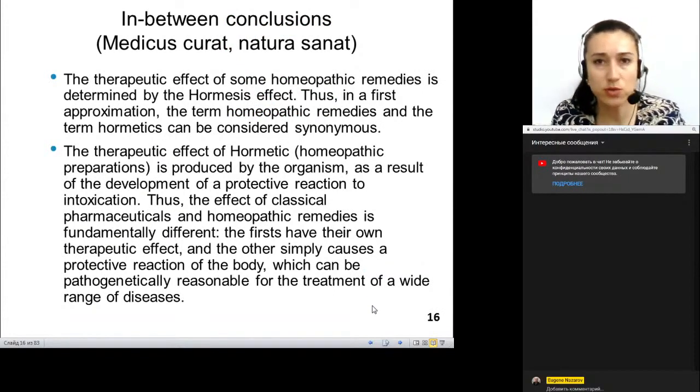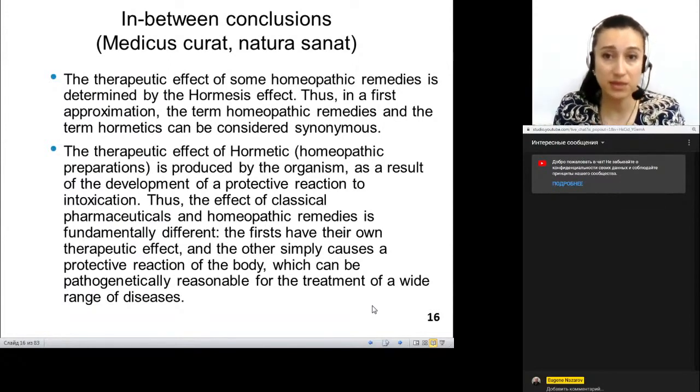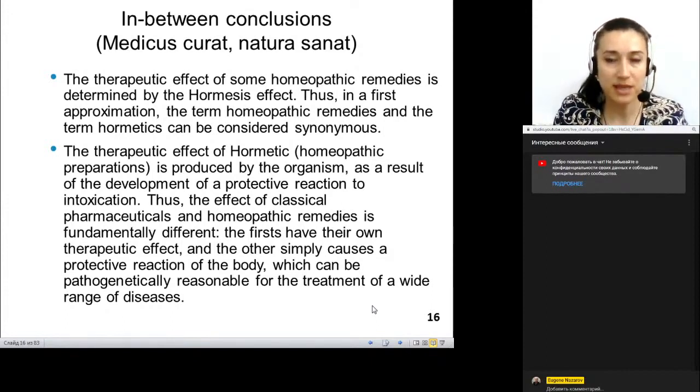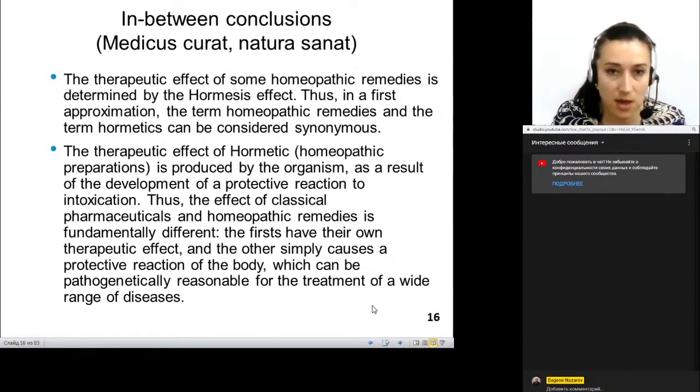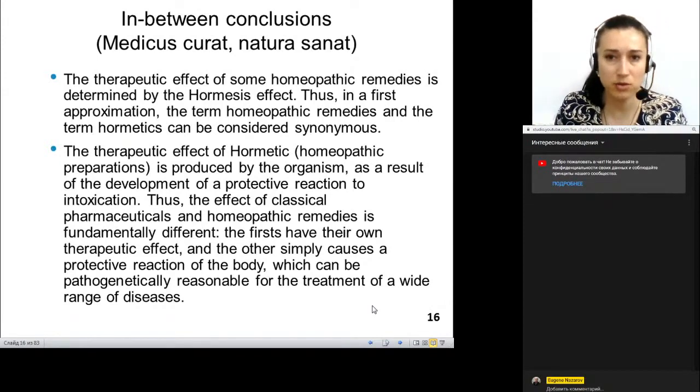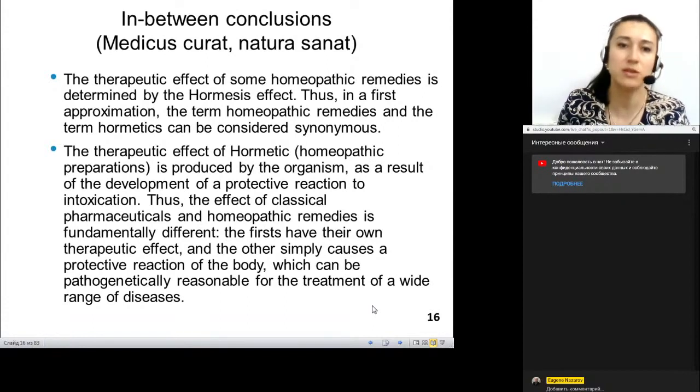So, which conclusion can we make in between? The first conclusion is that the therapeutic effect of some homeopathic remedies is determined by the hormesis effect. Thus, in a first approximation, the term homeopathic remedies and the term hormetics can be considered synonymous. The therapeutic effect of a homeopathic preparation is produced by the organism as a result of the development of a protective reaction to intoxication. In this case, the effect of classical pharmaceuticals and homeopathic remedies is fundamentally different. The first have their own therapeutic effect, and the other simply causes a protective reaction of the body, which can be pathogenetically reasonable for the treatment of a wide range of diseases.